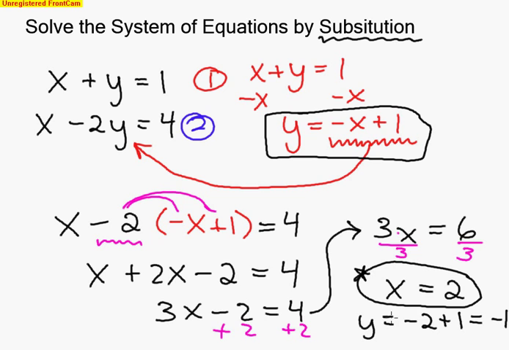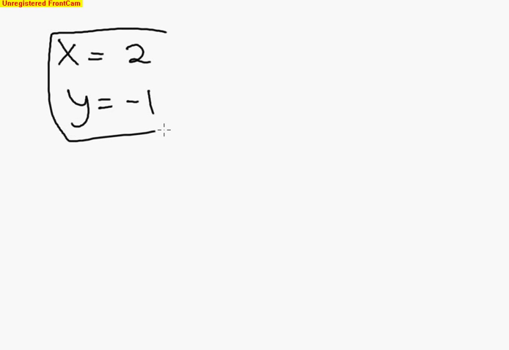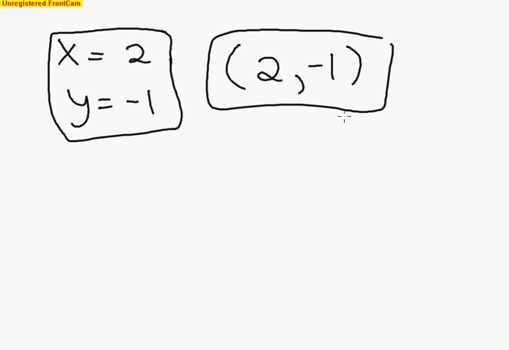Now you can leave your answer like this, and just to make life a little bit easier, I'm going to go to another page. Sorry about that. We have x equals 2 and y equals negative 1. You could leave your answer like this, and that's perfectly acceptable. But usually we like to see our solutions written as an ordered pair, and that is x-coordinate first, then the y-coordinate, and there is our solution.